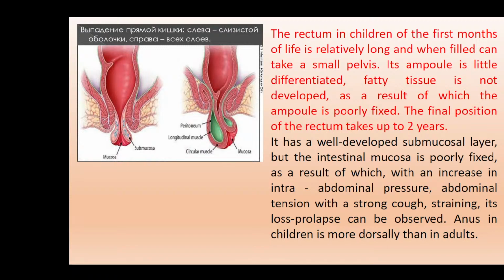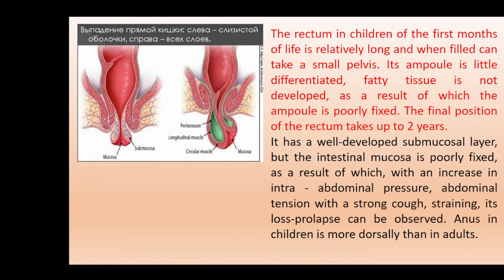The rectum of children in the first months of life is relatively long, and when filled can be as thick as small petals. Its ampulla is little differentiated. Fatty tissue is not developed, as a result of which the ampulla is poorly fixed. The rectum takes its final position only by 2 years old.